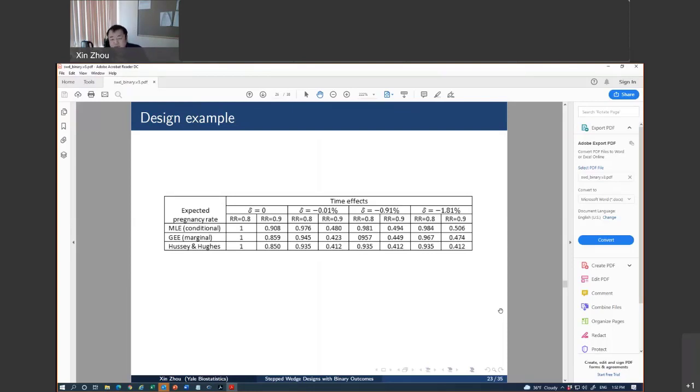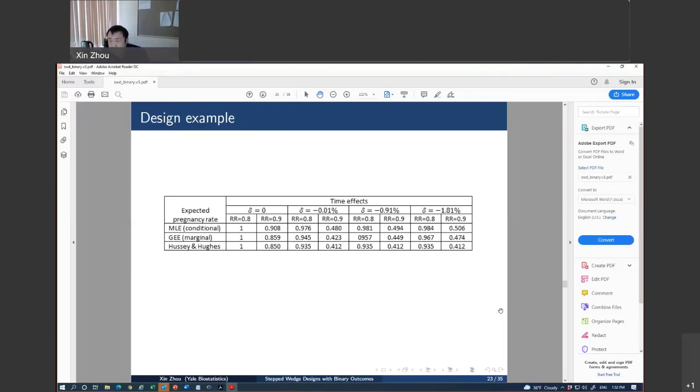So if you design a study without time effect, but after collecting the data, you find there exists time effect, it would be a disaster, as you don't have enough power to detect the treatment effect, since you have to adjust for the time period in the data analysis. Right.